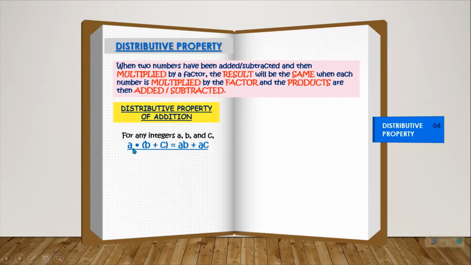So, a times b is equal to ab. Then, a times c is equal to ac. So, ab plus ac, since they are added. For example, 7 times quantity 4 plus 5.